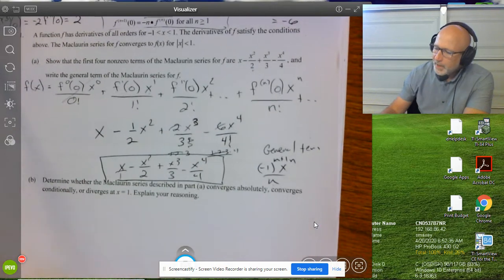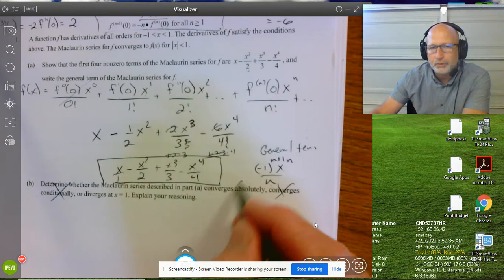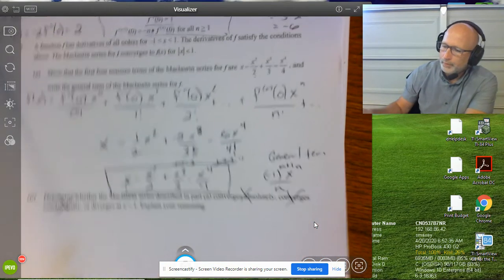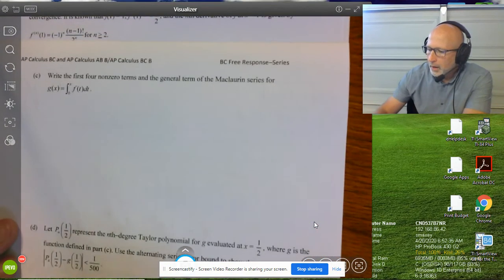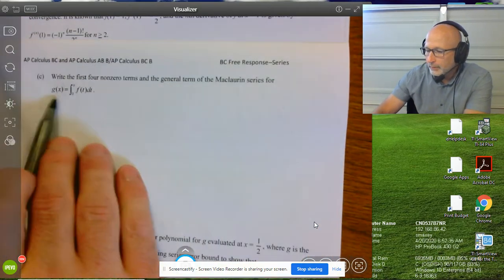Okay, the next one, it converges absolutely, converges conditionally. We don't have to do that. That's not on the 2020 exam. Okay, so I'm going to skip over. Okay, write the first 4 non-zero terms in the general term in the Maclaurin series for this.